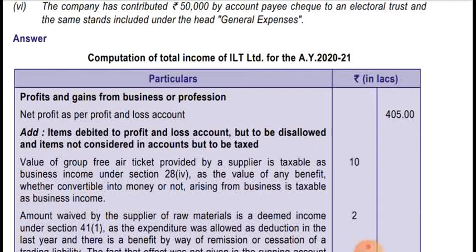The items which have already been debited and which should not have been debited will be added back, so that profit will increase. And items which were not shown in the accounts but are taxable should also be added. Okay, so let's see. Value of free air tickets provided by a supplier is taxable as business income under section 28(4), as the value of any benefits, whether convertible into money or not, arising from business is taxable as business income. So it was not considered while calculating the 405 lakhs, so it will be added back and profit will increase, as it will be chargeable under business income.